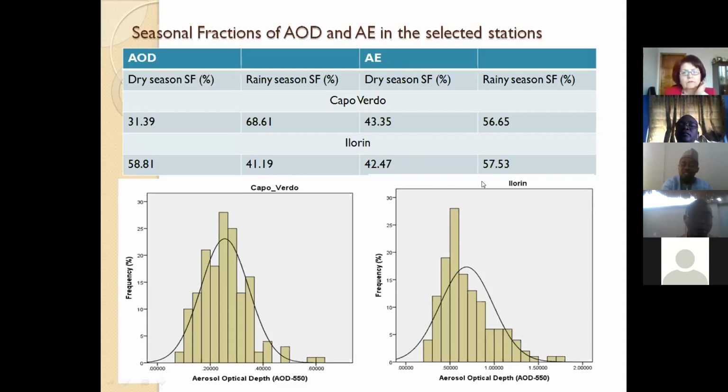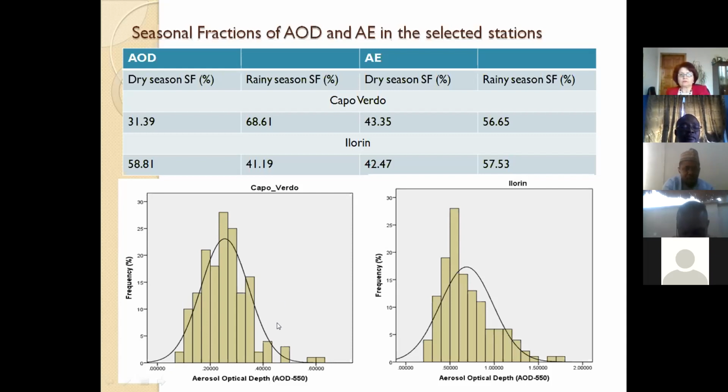And during rainy season, we have, meaning that the influence of anthropogenic aerosol is felt more during the rainy season. And we can understand that people burn bushes, if there's cold, they burn firewood and things like that. Then this plot here is just to show the distribution of the sizes.